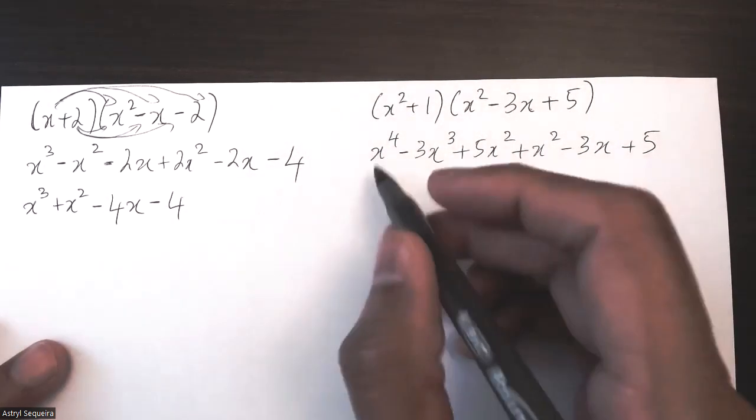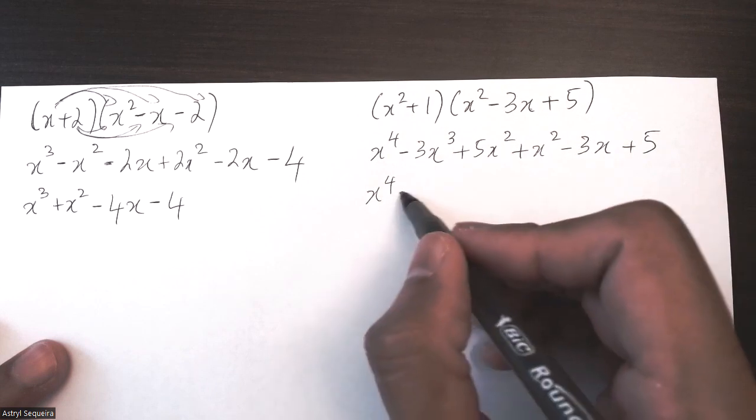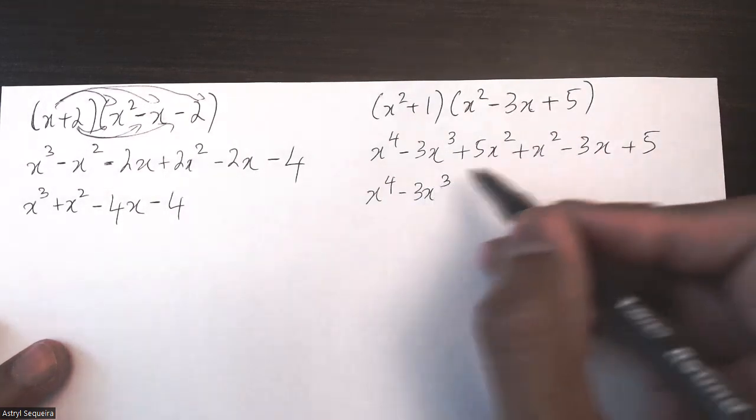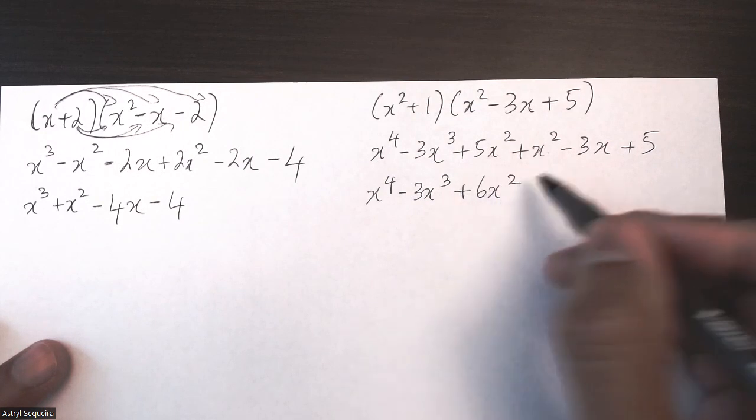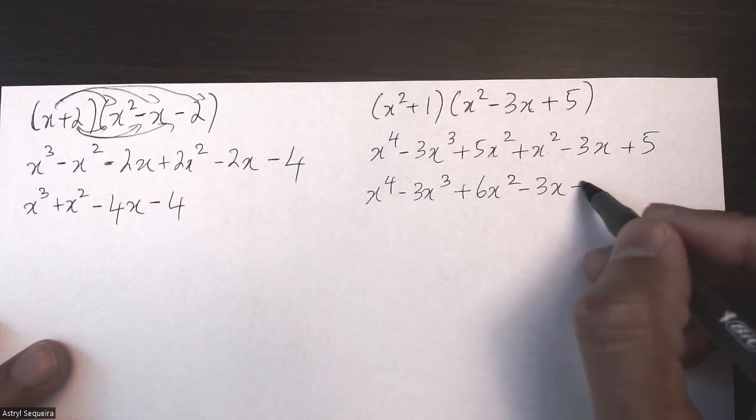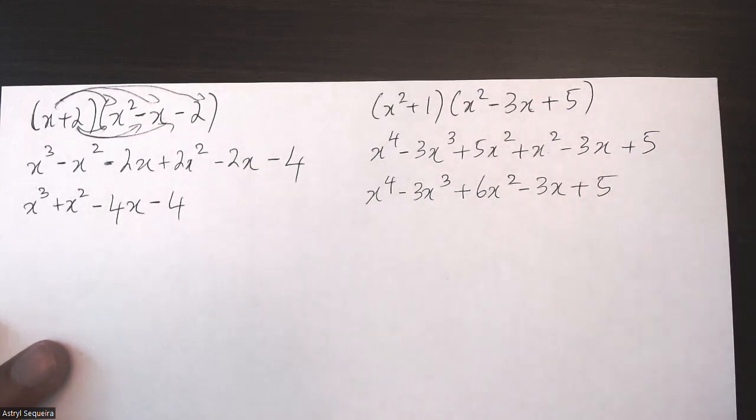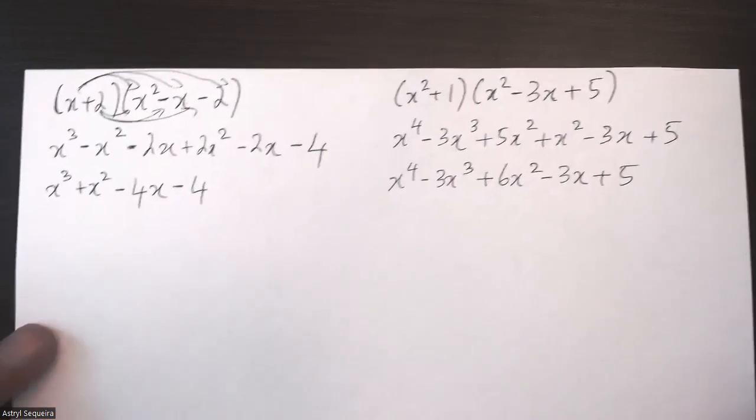And we want to combine like terms. So again, only one x4 term, only one x cubed term. 5x squared plus x squared is 6x squared. Then only one x term and only one constant. So that's my final solution for the second one.